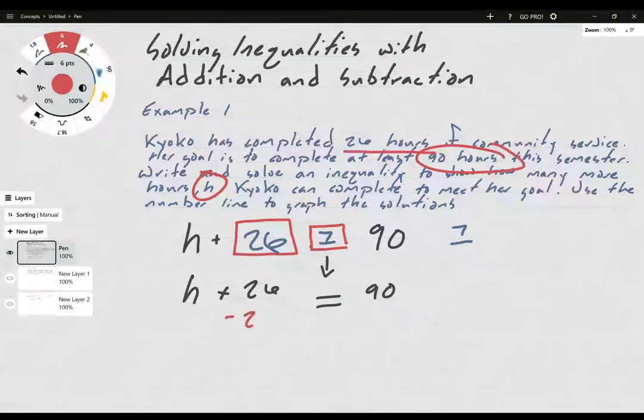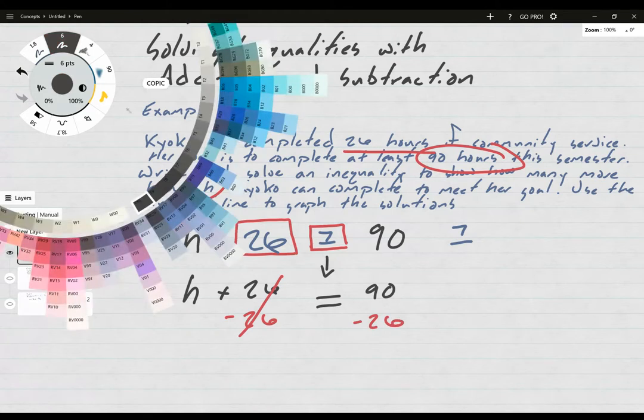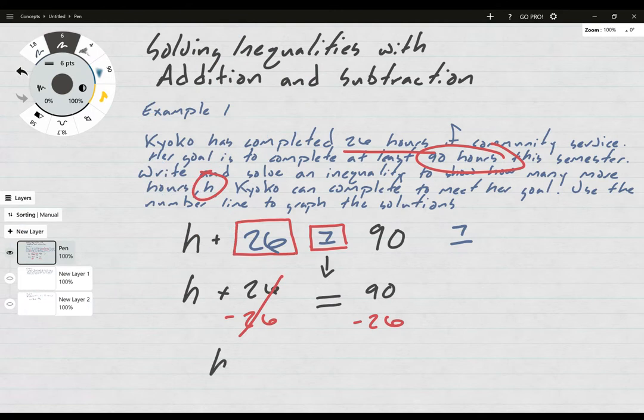So I'm going to subtract 26 from this side. That's going to cancel that out and make that 0. But I also need to subtract 26 over here. So now all that I have left is h equals 90 subtract 26, which is going to give me, I need to borrow, change that to an 8, that's a 1, 64 hours. So Keiko needs to work at least 64 more hours to reach her goal.